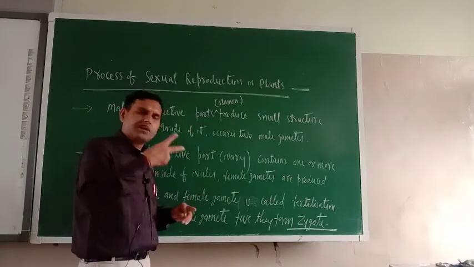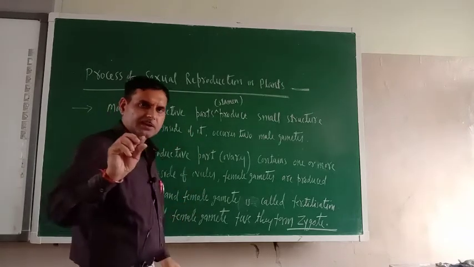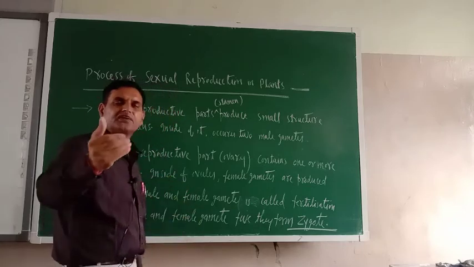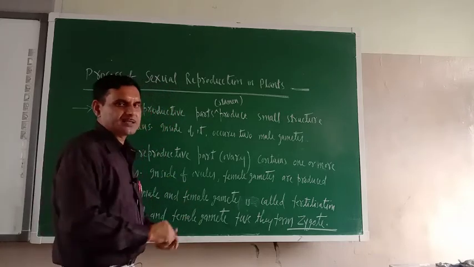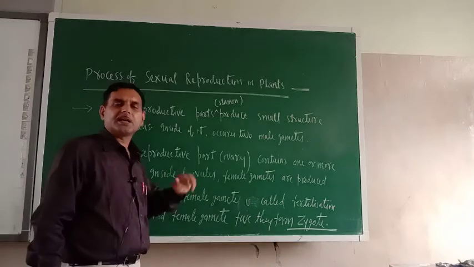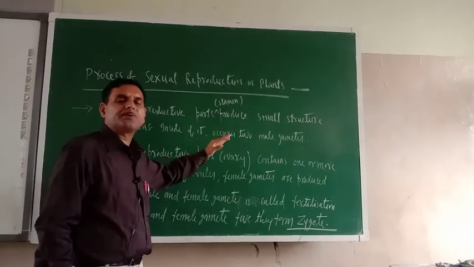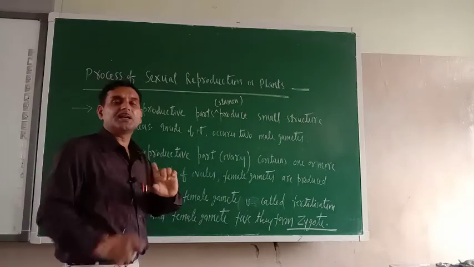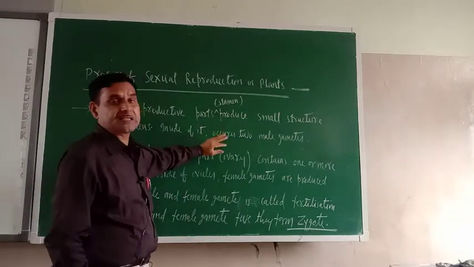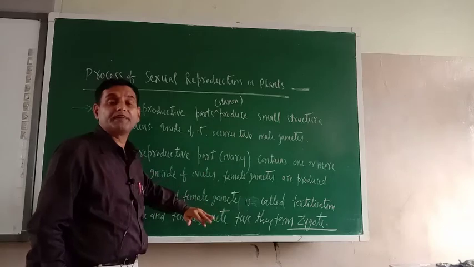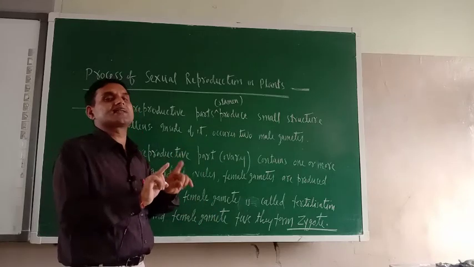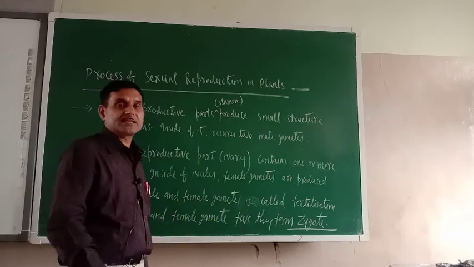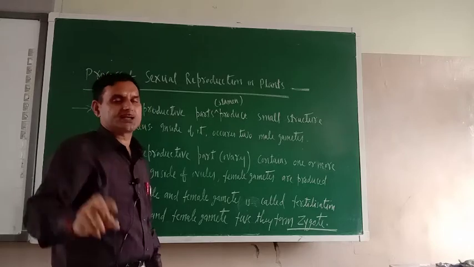Okay. Now try to understand. Here directly I wrote that fusion of male and female gametes, but try to understand how in the plants the male gametes reach the female gamete. In between the reaching of male gametes to the female gametes some processes are there. What are those processes? They are known as pollination.